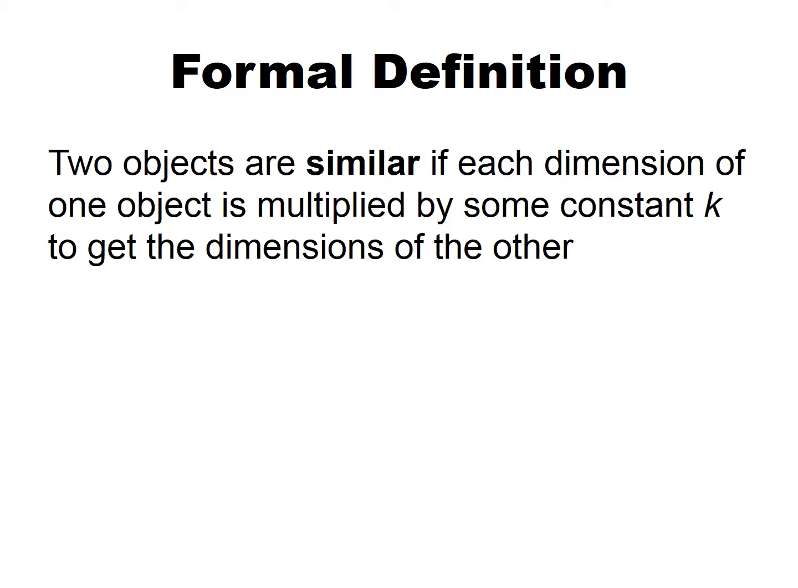And so that leads us to a little more formal definition of similarity. It says that two objects are similar if each dimension of one object is multiplied by some constant k to get the dimensions of the other. So if all we did was multiply each dimension by some constant k to get the other, then the two objects are geometrically similar. Now k doesn't necessarily have to be a whole number. It could be a decimal or a fraction, but as long as we multiply every dimension by the same constant k, then we're going to get two geometrically similar objects.